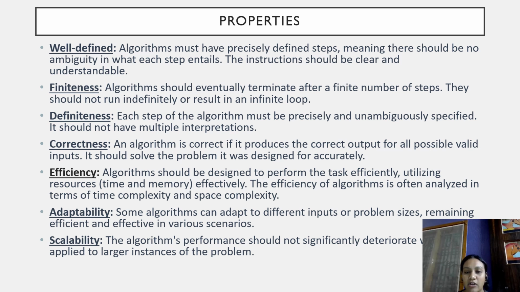Definiteness. Each step of the algorithm must be precisely and unambiguously specified. It should not have multiple interpretations for a single step. Correctness. An algorithm is considered to be correct if it produces the correct output for all possible valid inputs. It should solve the problem it was designed for accurately. Even if there are multiple inputs given, the output of the algorithm should be correct and the desired output.